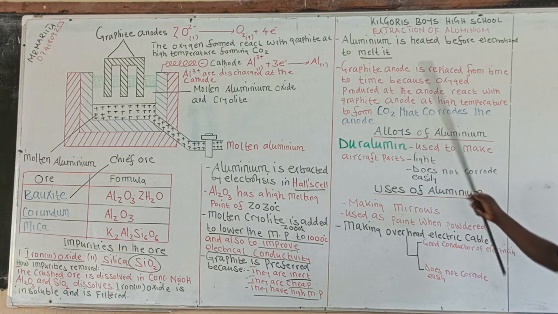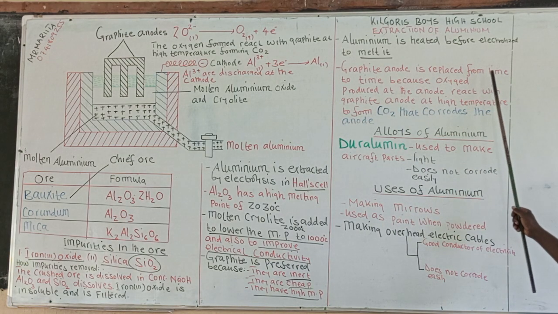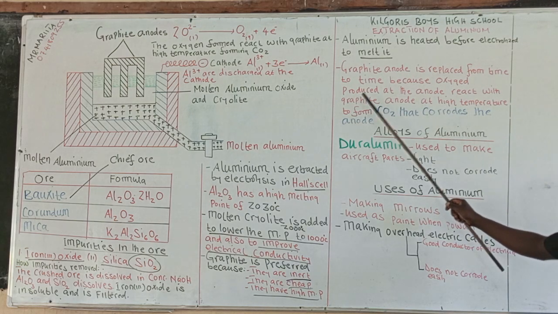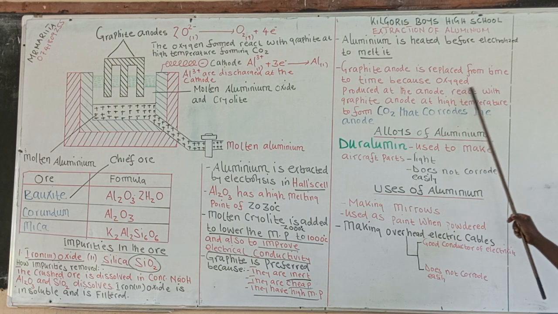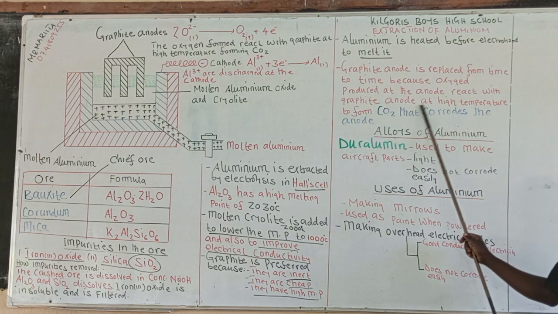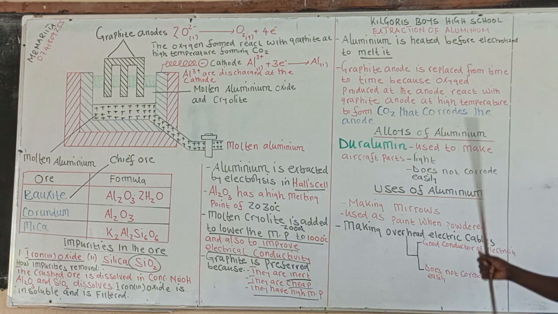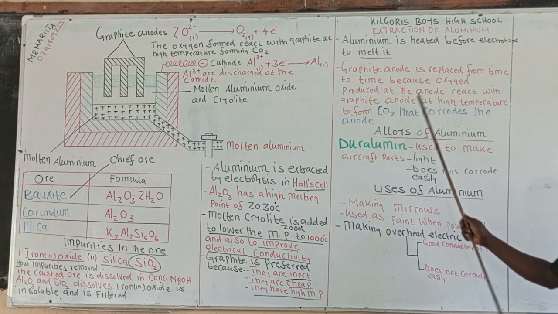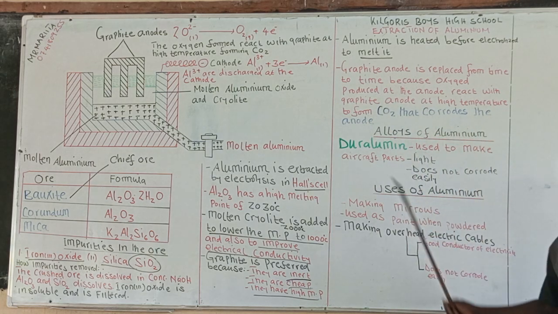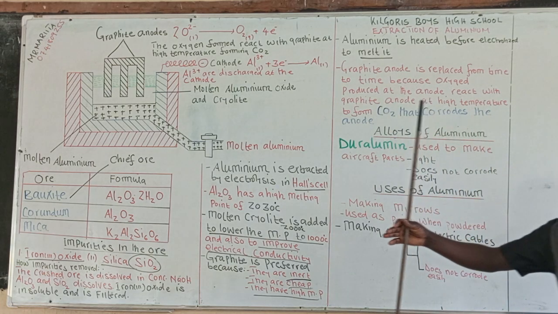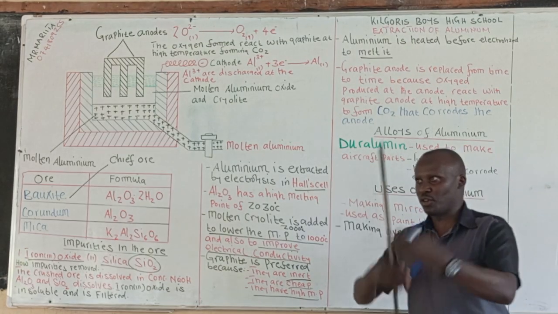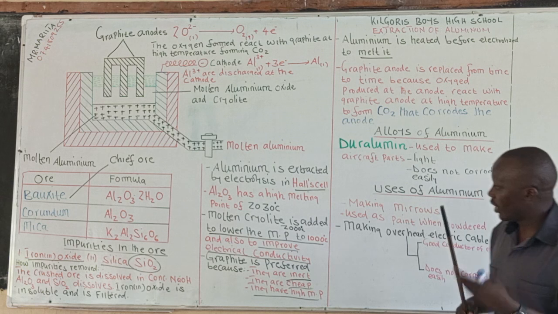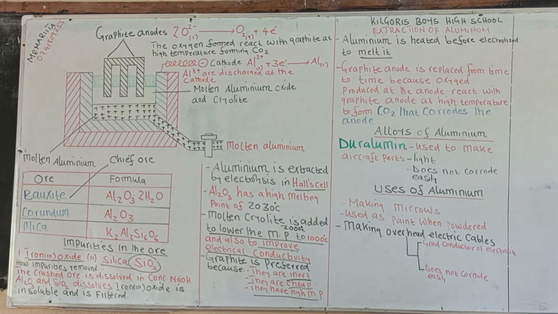I said that this graphite can be replaced from time to time, because oxygen produced at the anode reacts with the graphite anode at that very high temperature. They produce carbon dioxide gas, which corrodes the anode, which wears away the anode, and therefore they are replaced from time to time.